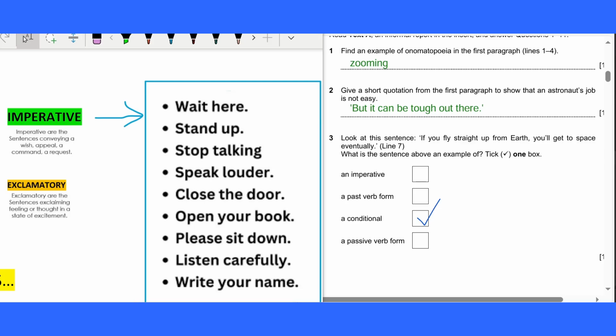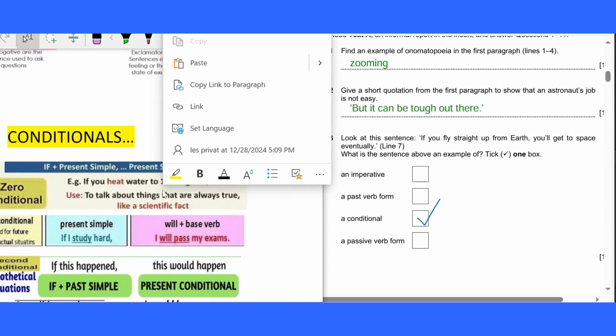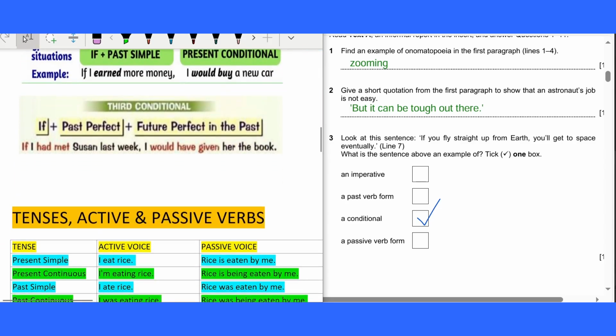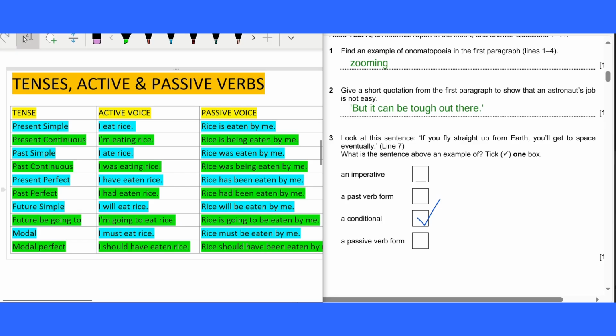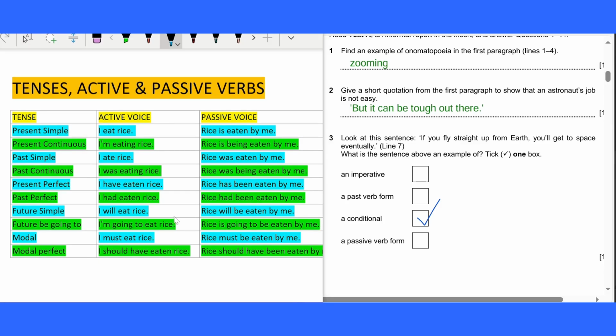Now a past verb form is just a, like if we have the past, so like in the past tense we use, present is I eat rice. In the past verb form, eat becomes ate. So that is present, this one, and that is the past, ate. So I hope it's clear about past verb form. Eat becomes ate. So that is from present to past verb form.